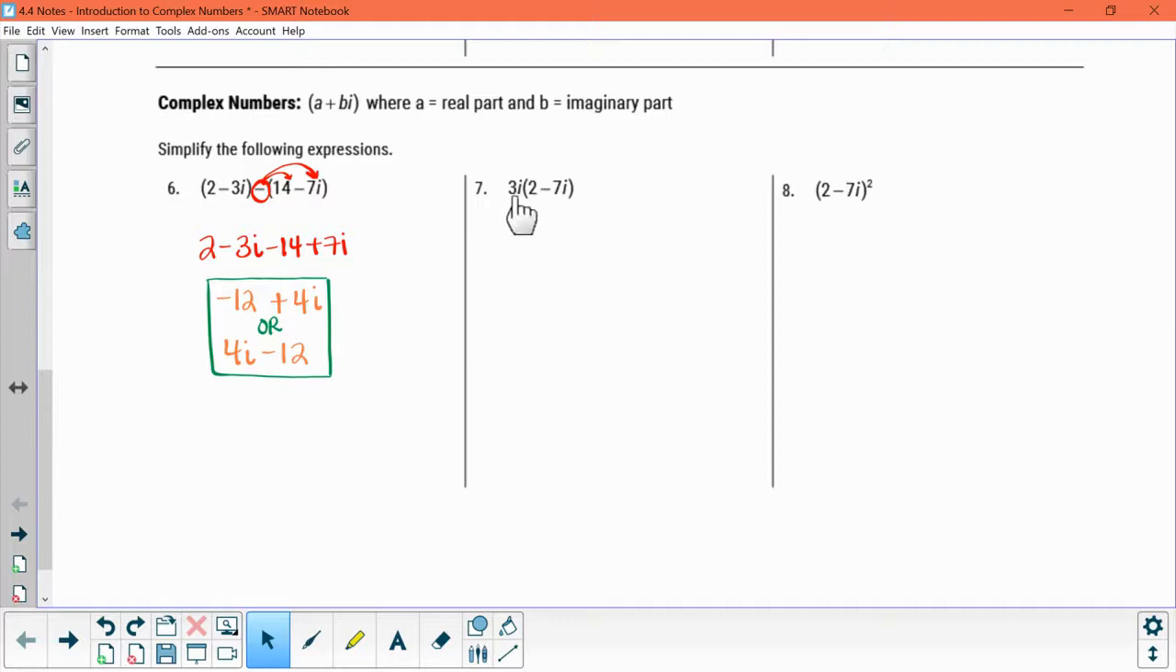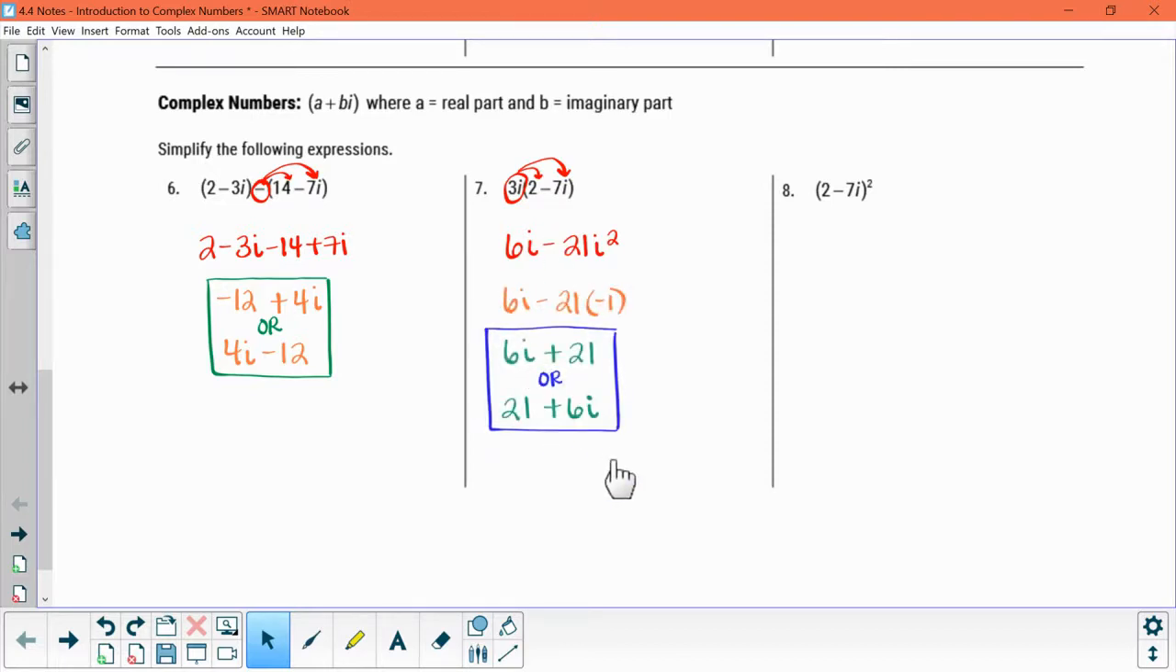For number 7, I'm going to distribute the 3i to the 2 and to the -7i. So I get 6i minus 21i squared. Now remember, anytime I see i squared, I'm going to write it as -1. So I'm going to get 6i minus 21 times -1, which is going to become 6i plus 21, or you could also write it as 21 plus 6i. You don't have to do both. Just pick one of the ways of writing it. I just want you to see both so you know they're both acceptable answers.